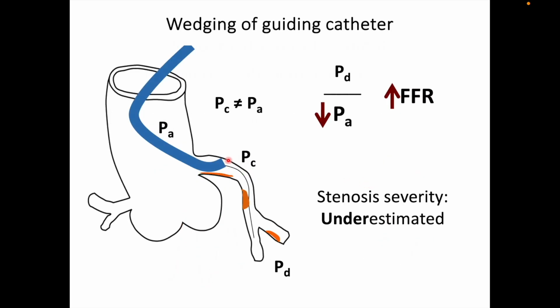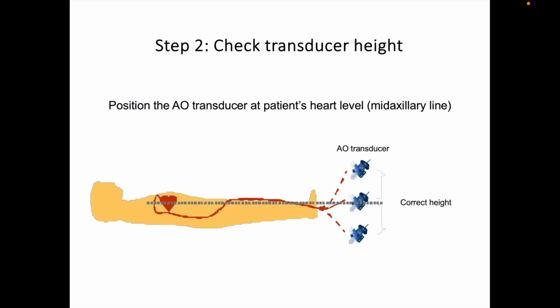So what actually happens is the guide catheter wedges against the wall, and what this does is that the PA, the catheter tip pressure, artificially goes low because of this wedging. So when you put it into the equation PD over PA, where the PA is low, what you get is a falsely high FFR. So the stenosis severity is actually underestimated if the guide catheter is wedged. So you need to pull your catheter back and correct the waveform first.